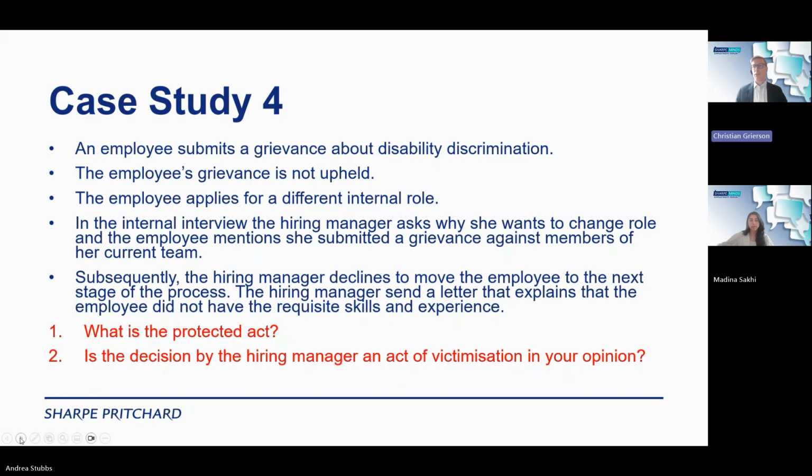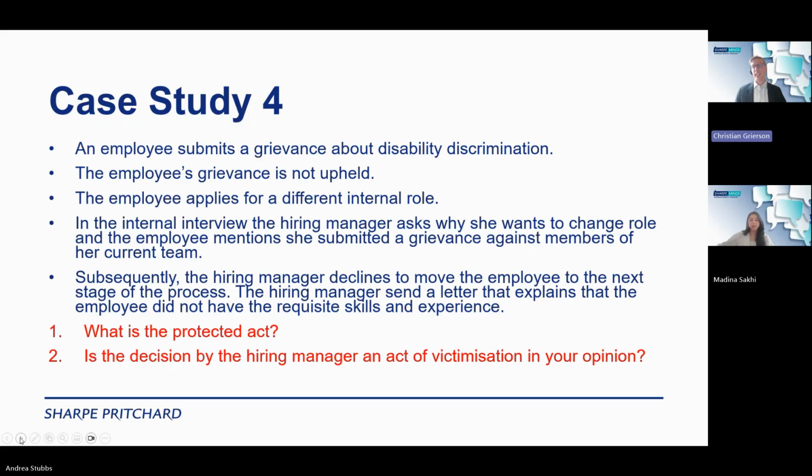This case study comes from a recent case that I won, a 9-day discrimination hearing, and actually the tribunal agreed that it would be natural for the hiring manager to ask that question about why she was moving teams, and that the hiring manager had explained that the motivation for not putting her through was not connected to that grievance, but was connected to the skills and experience.